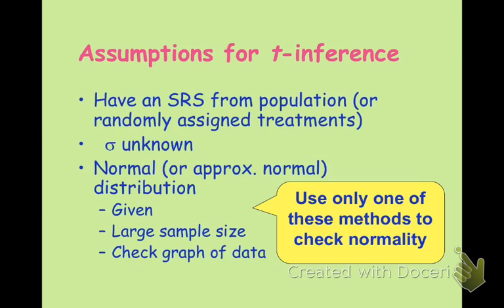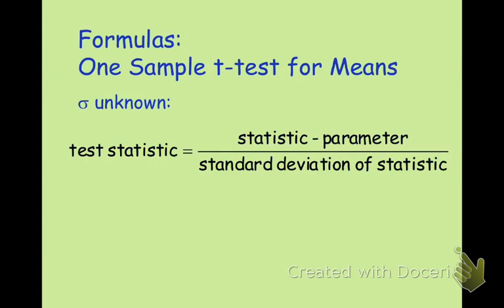Once we check our assumptions for inference, it's time to do our calculations. The very first thing we have to do is calculate our test statistic. So today what we're looking at is formulas for our one sample t-test for means. Since sigma is unknown, we use a t-test, and remember our formula for a test statistic is our statistic minus our parameter divided by the standard deviation of our statistic.